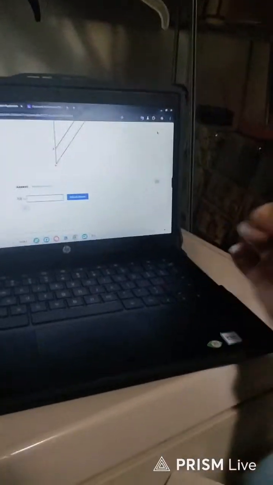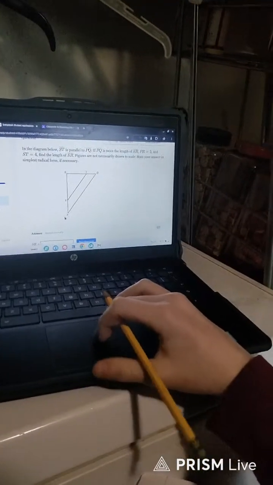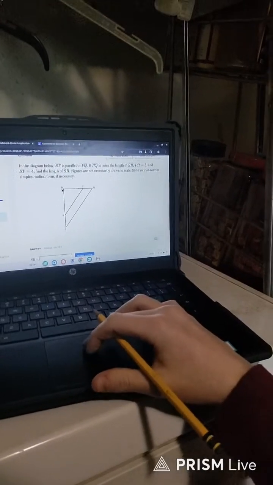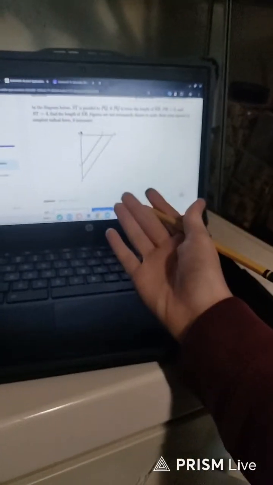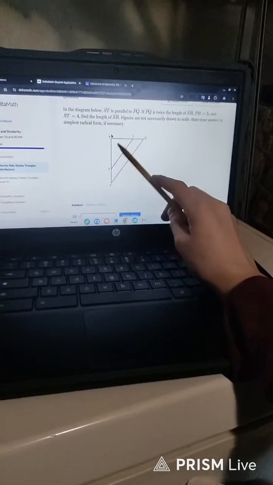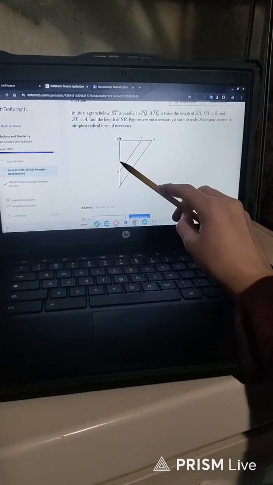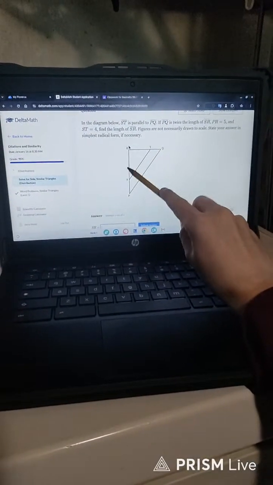So if we grab this, alright, PR, this full length is 5, and ST is equal to 4. Find the length of SR. That's a whole different equation. So we have this full length here, we have this, and we're looking for this. How do you expect me to find this?